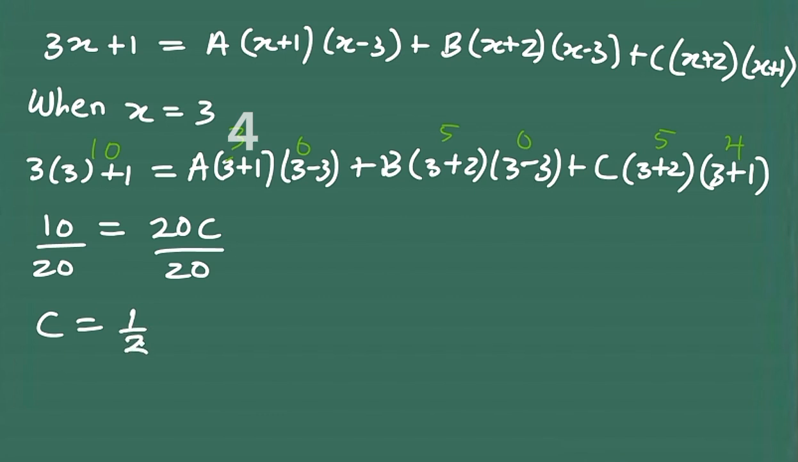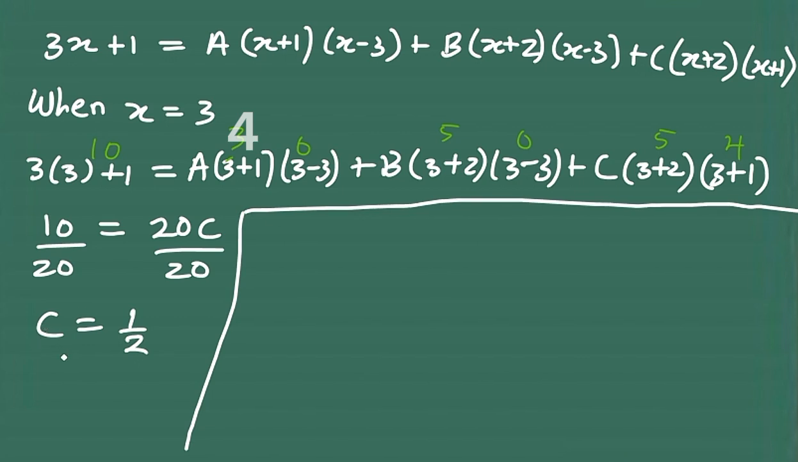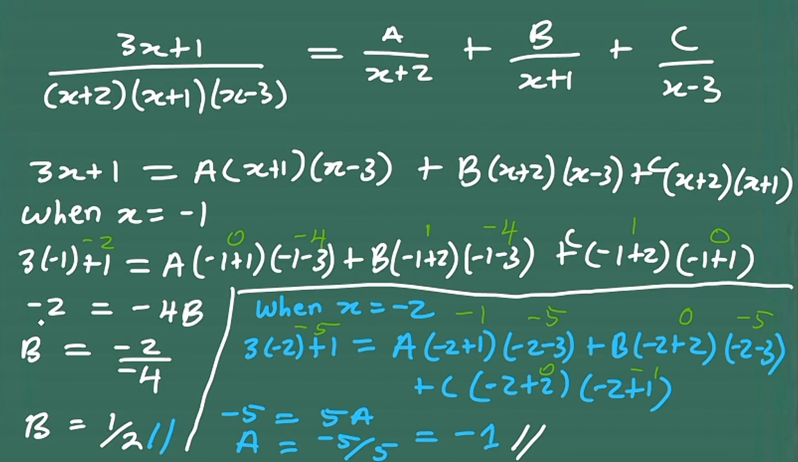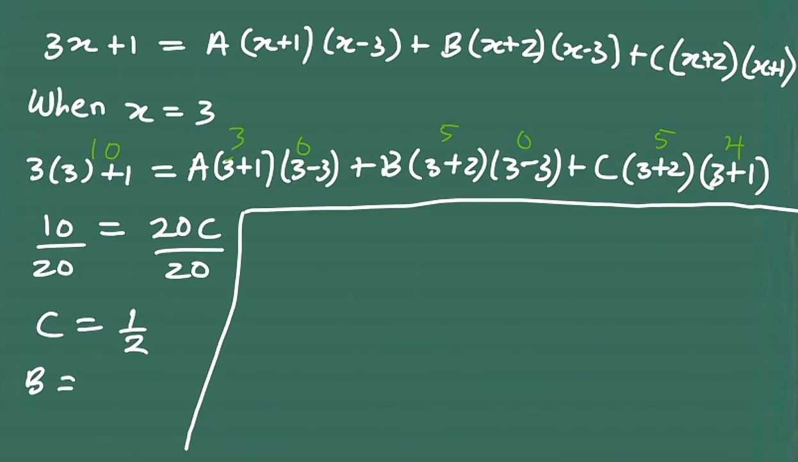1 over 2. So let's go ahead and substitute the values of a, b, c into the given expression. Okay, so c is 1 over 2, b is 1 over 2, and a is -1. So from the given fraction, we are having 3x plus 1 all divided by x plus 1.